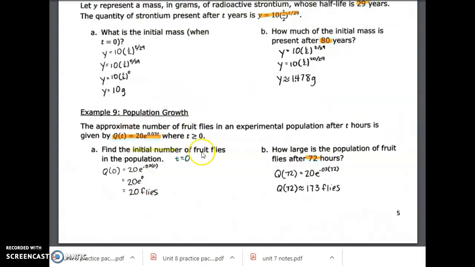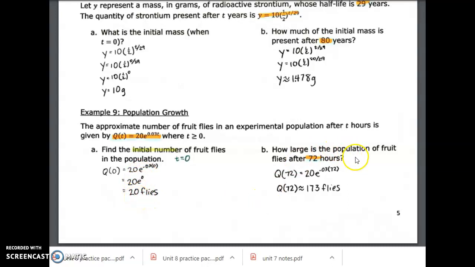Okay, and then population growth is represented, in this case for fruit flies, by this equation. So to find the initial number of fruit flies that we have in our population, again, that's at time 0. So we just plug 0 in for t into that formula. And so again, it makes our exponent 0. Anything to the 0 power is 1. So we start with 20 flies.